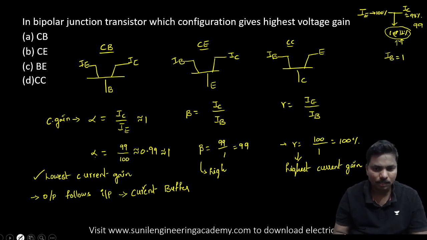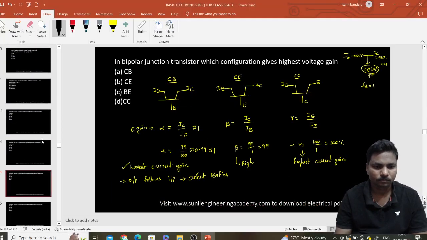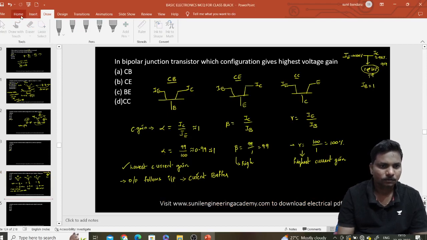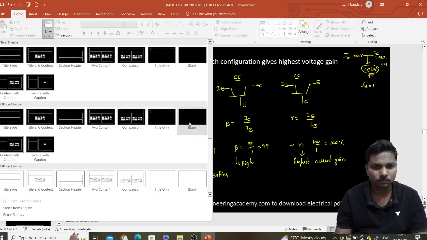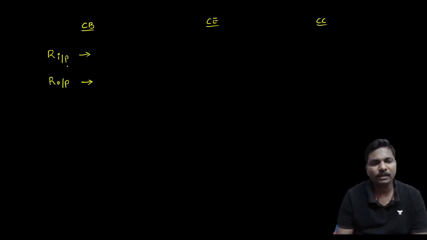Now coming to the next important points. Very easy, guys: common base, common emitter, common collector. So current gains are completed. Voltage gains depend upon resistance, so we have to get an idea about resistance. What about the input resistance? What about the output resistance? There is no specific explanation for this, but we can understand it on our own.